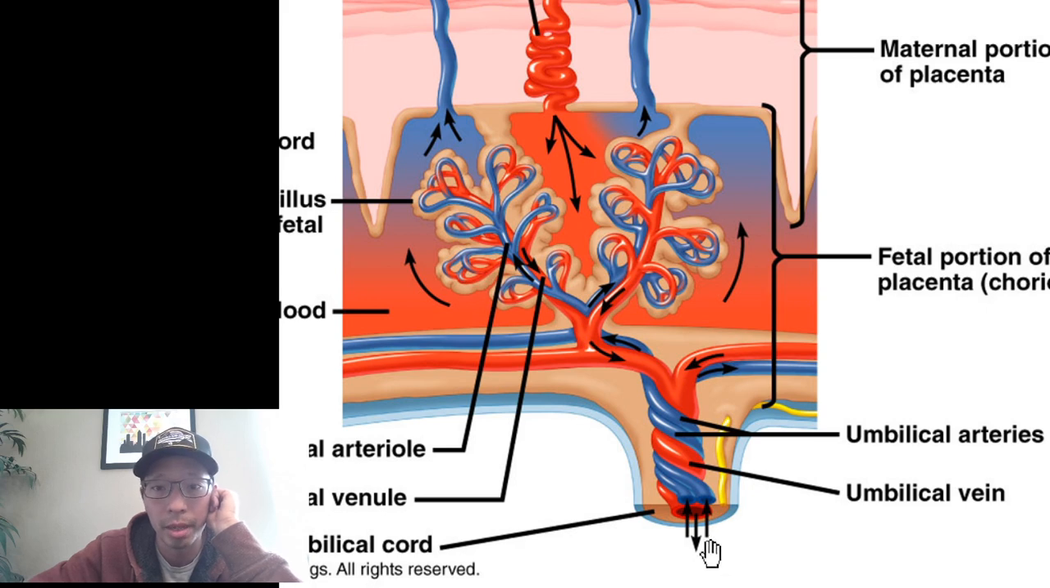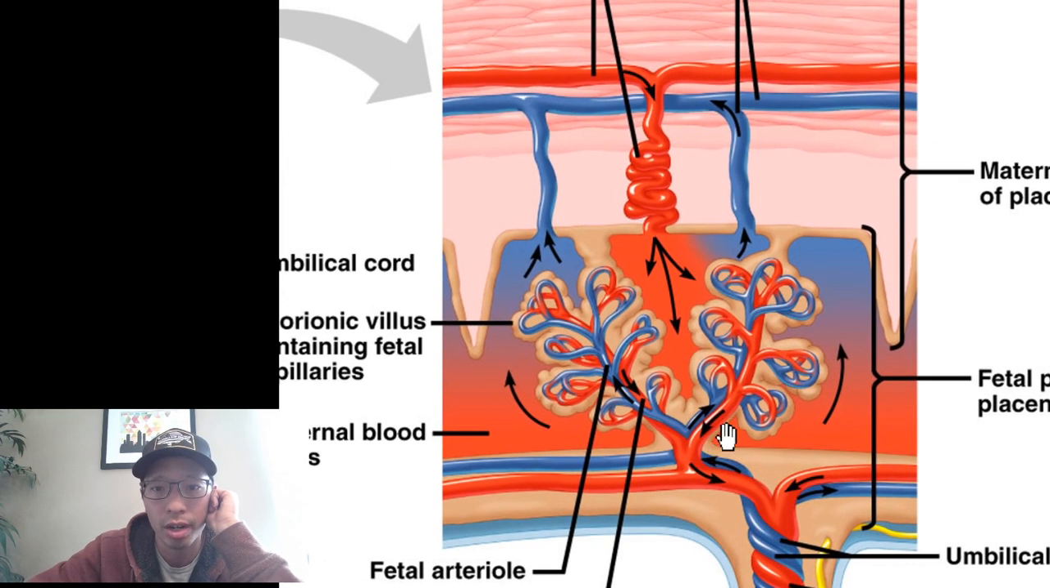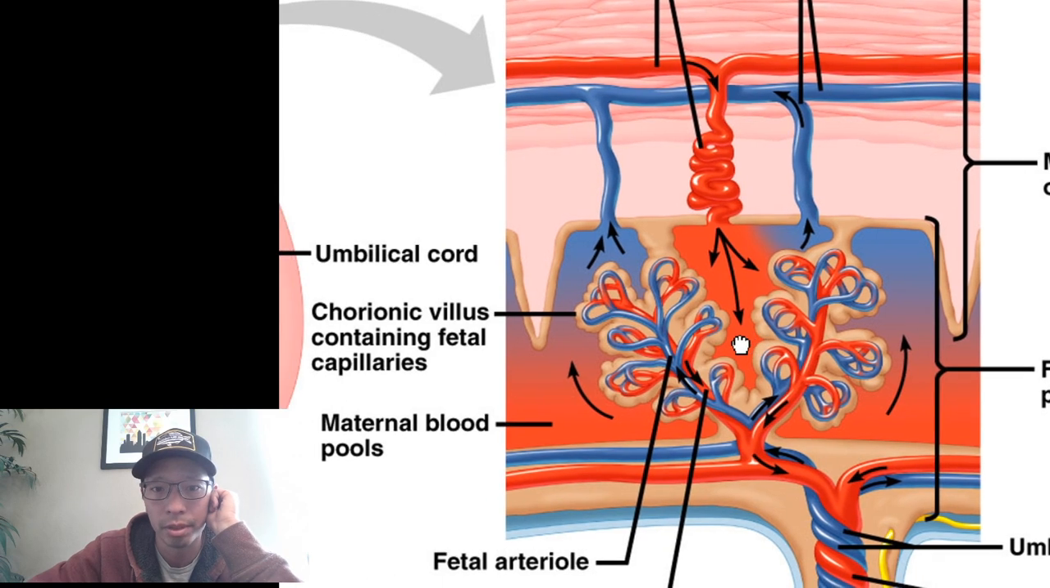So from the baby's veins and arteries are going to go up the umbilical cord, and they're going to branch out into all these little capillary beds, right? And remember, capillary beds have very high surface area. That's where all the exchange is going to happen.